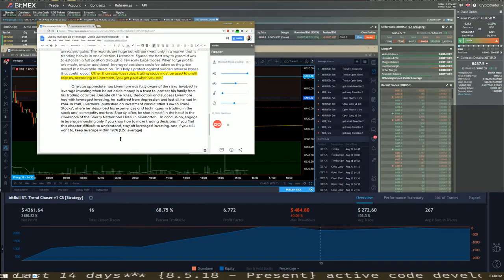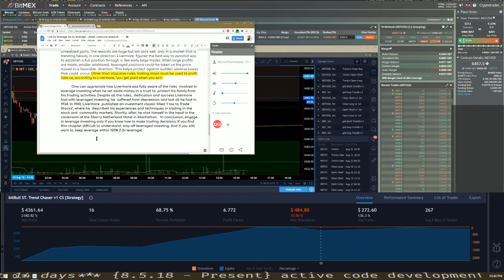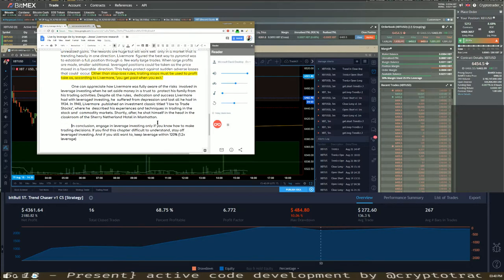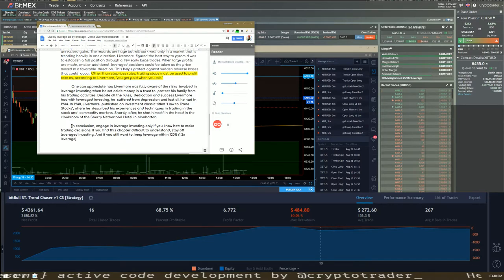In conclusion, engage in leveraged investing only if you know how to make trading decisions. If you find this chapter difficult to understand, stay off leveraged investing. And if you still want to, keep leverage within 120%, 1.2x leverage.